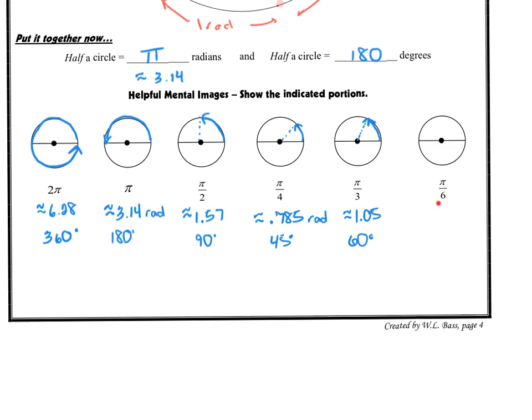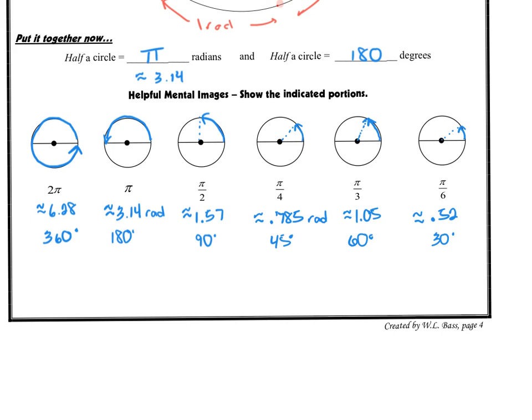And then our last one here, we're either going to think our pi, our 180, divided into 6 pieces, or we're going to think our pi over 3 divided into 2. So that's going to get us to 30 degrees. And that's going to take us to about right here. And since it's going to be half of that, it should be about half a radian. And sure enough, our 3.14 divided by 6 is going to get us about 0.52 radians. Okay?